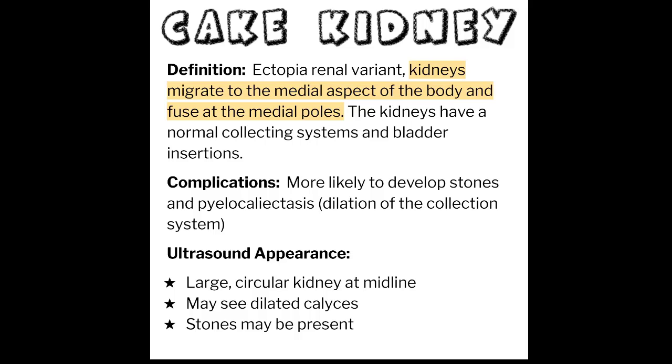And the way that the kidney kind of fuses to itself, it actually does make it more likely to develop stones and pyelocaliectasis, which just means dilation of the collecting system. So on ultrasound, again, we're going to see a large circular kidney at the midline. We might see fluid within the calyces, and we might be able to identify stones.